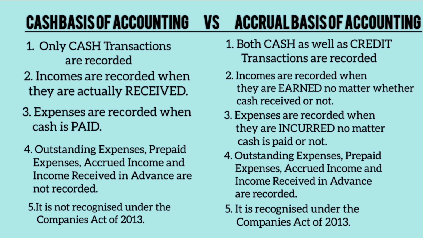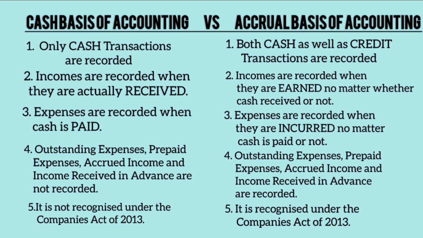The first point of difference between these two bases of accounting is type of transaction. What type of transactions are recorded in cash basis of accounting? Only cash related transactions are recorded under the cash basis of accounting, whereas in accrual, both cash as well as credit transactions are recorded in the accrual basis of accounting.